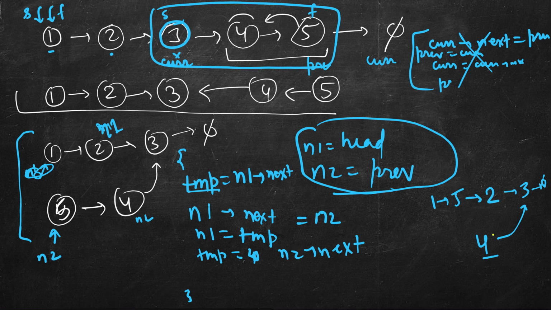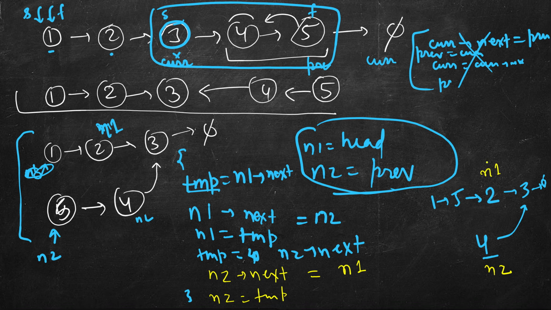So this 4 we have saved, and after that n2 next equal to 5's next should be 2. So n1 and then n2 equal to tmp. So n2 comes here. Now n2 is here, n1 is here.